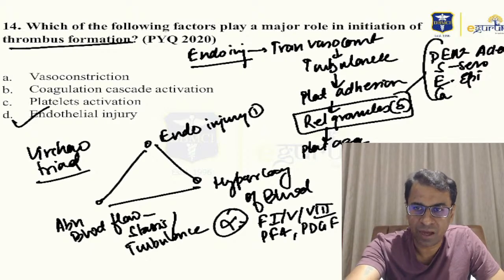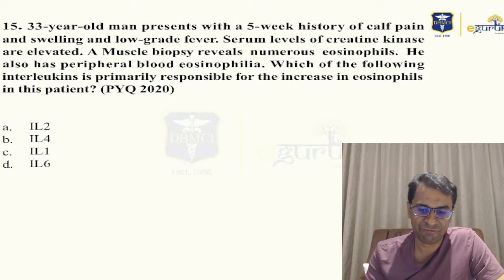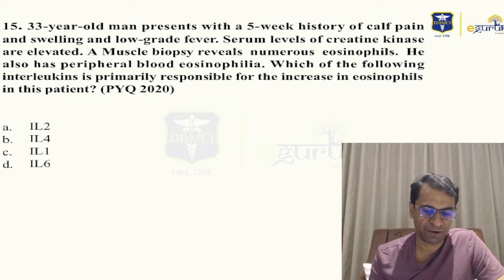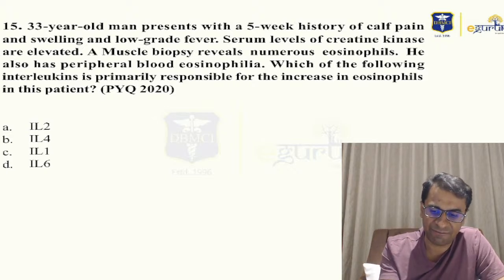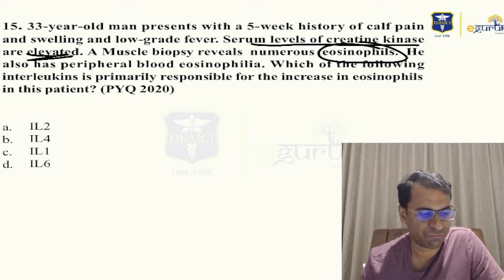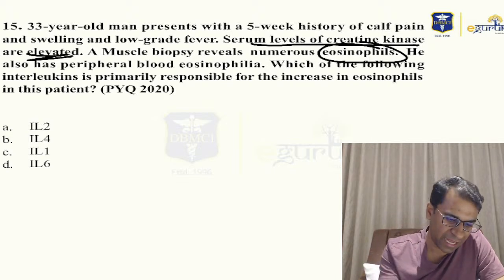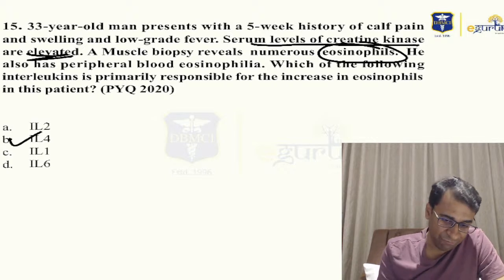Okay, moving ahead. A 33-year-old man has a 5-week history of calf pain and swelling with low-grade fever. He has a serum creatinine level and CK that are elevated. Muscle biopsy shows numerous eosinophils. The moment you see eosinophils, which interleukin? Yes, it is IL-5.